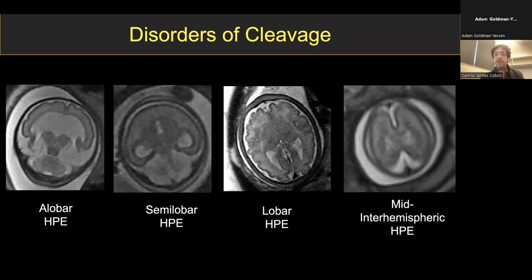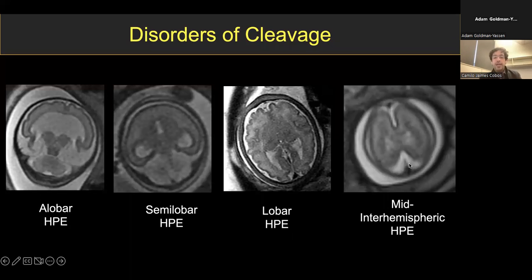I should emphasize that even though there is a continuum in the anatomy of these diseases, from alobar to semilobar to lobar holoprosencephaly, in reality, all holoprosencephalies are pretty severe diseases, and all of them, even lobar holoprosencephaly, tend to be associated with substantial developmental delay and epilepsy. So really, none of them is a mild disease.